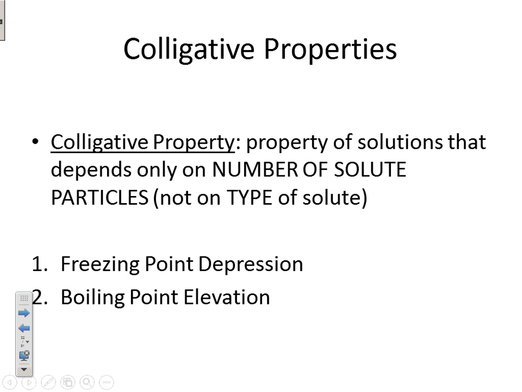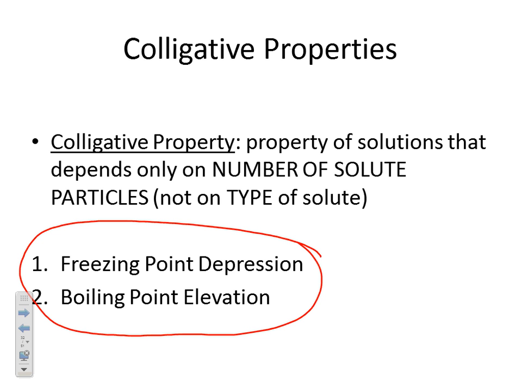Colligative property is a property of a solution that only depends on the number of the solute particles and not the type, i.e. it's something about the solution that is affected by the fact that there is a solute present. And there are a number of different colligative properties, but there are two specific ones that we will be concerned with, something called freezing point depression and something called boiling point elevation. So really from this point forward, I'm just going to be referring to those two things. They are properties of solutions that are impacted by the number of solute particles and not the type.